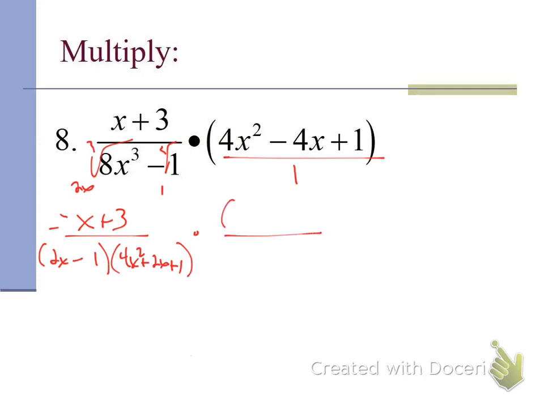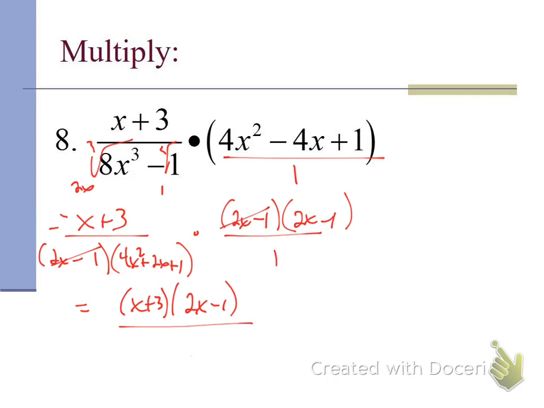And then in the numerator over here, you're going to factor this into 2x minus 1, 2x minus 1. And now you're ready to divide out your common factors. There's a 2x minus 1 here and a 2x minus 1 here. And so we're left with x plus 3 times 2x minus 1 over 4x squared plus 2x plus 1. And there you go. Okay.